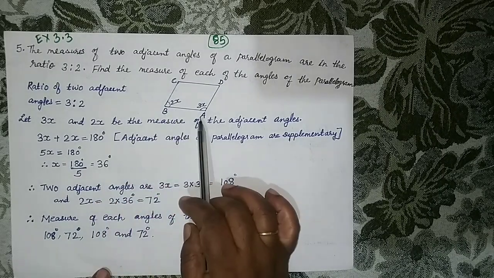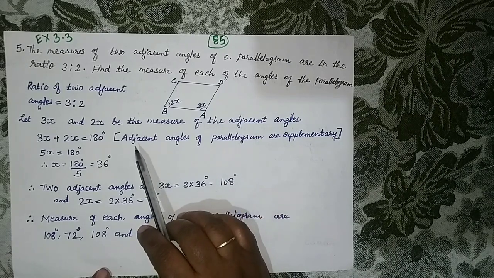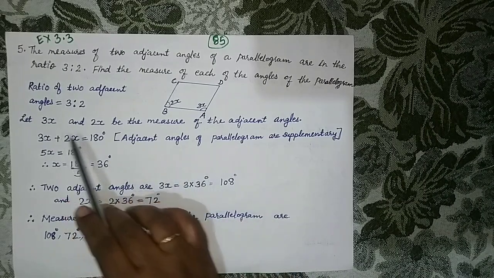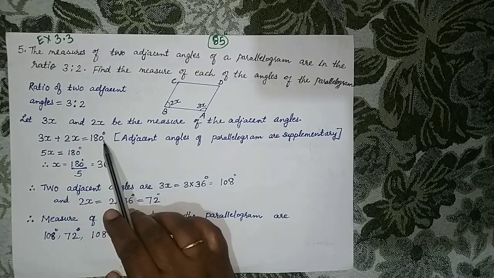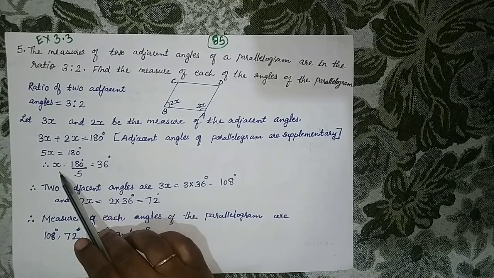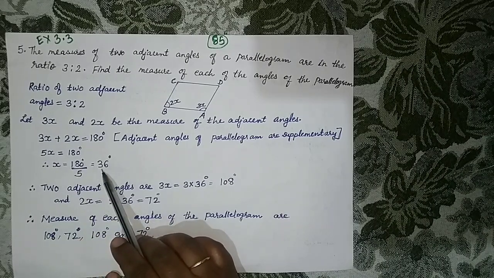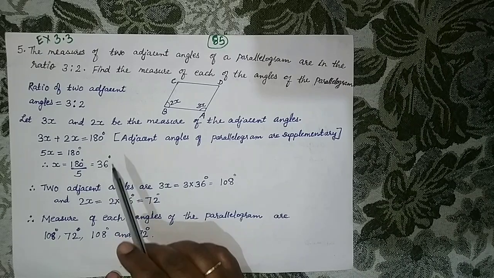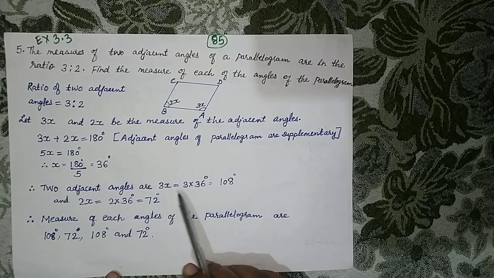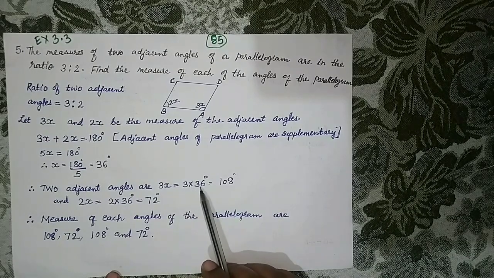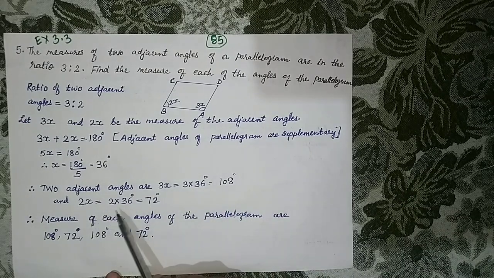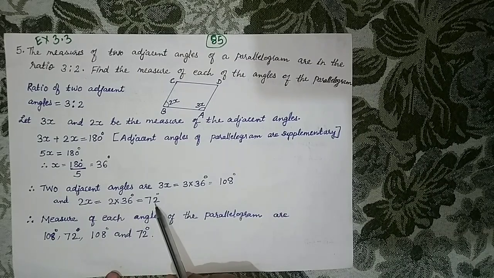And what is the sum of the adjacent angles? 180 degrees, because we know adjacent angles of a parallelogram are supplementary. That means the sum is 180. So 3x plus 2x is 180 degrees. 3x plus 2x is 5x. 5x is 180, so the value of x is 180 by 5, which is 36 degrees. So what are the adjacent angles? 3x means 3 into 36, which is 108 degrees. And the other adjacent angle is 2x, which is 2 into 36, so 72 degrees.